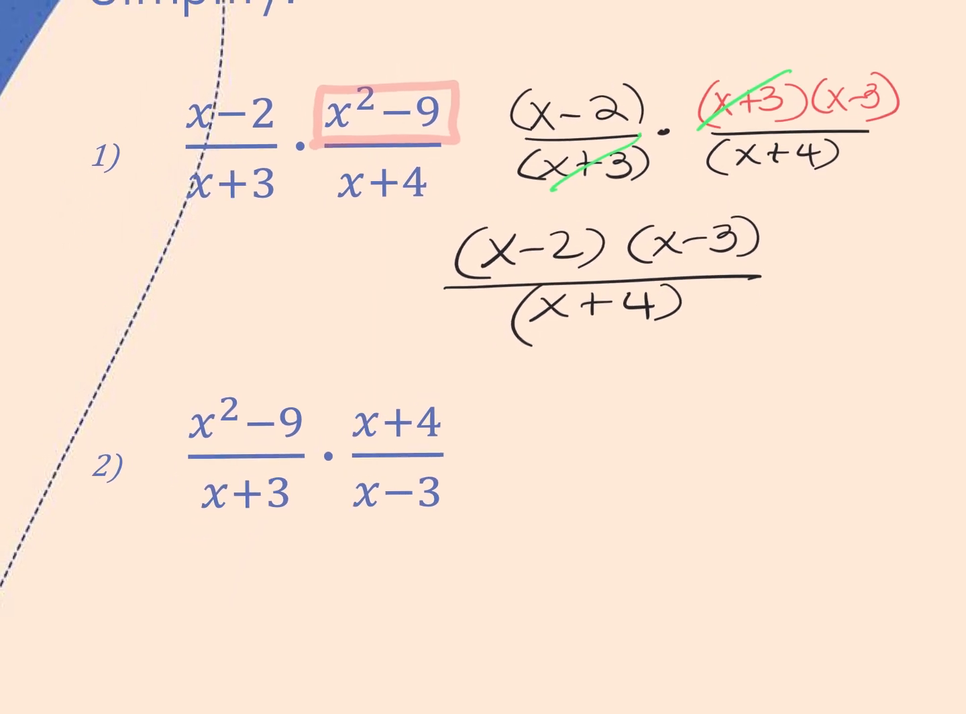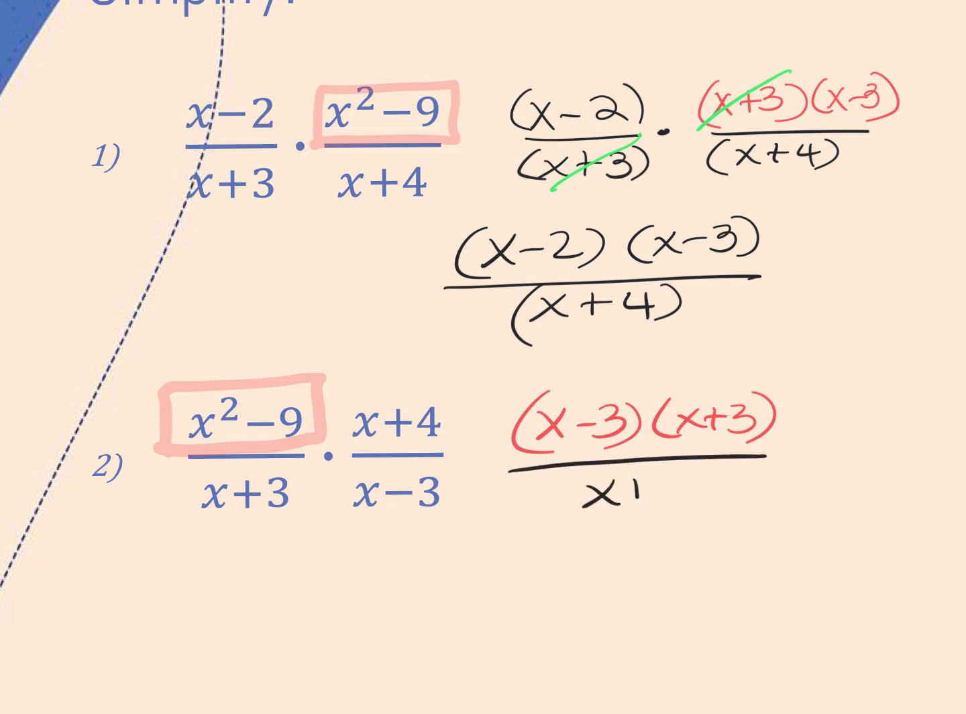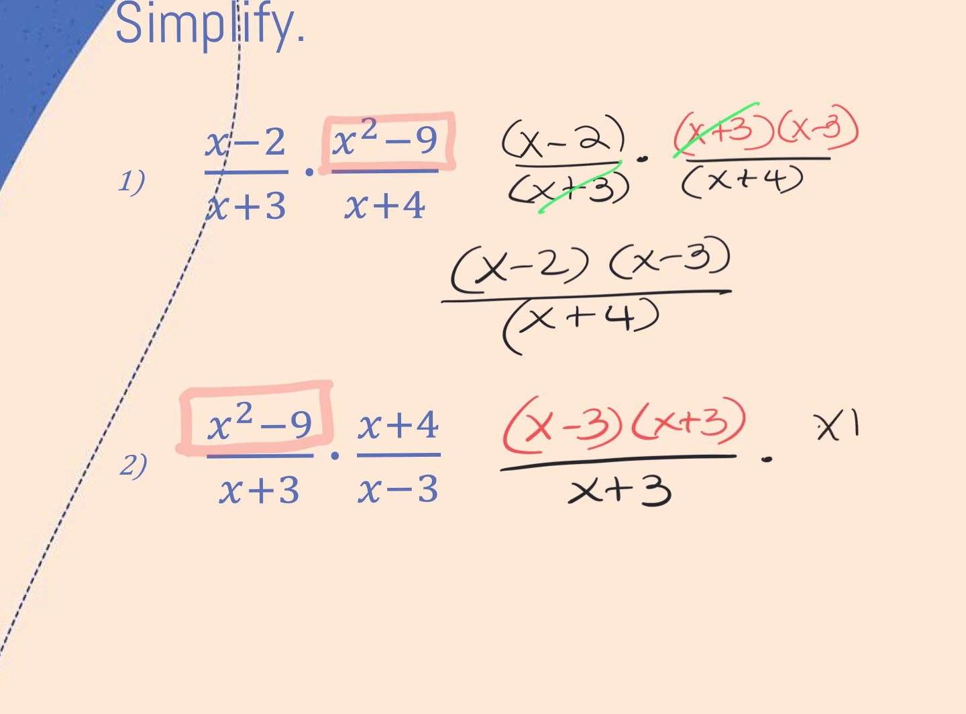Notice this one has the same thing that's looking to get factored. So again, all I need to factor is the top of that first fraction. And again, difference of two squares, so x minus 3, x plus 3. The order that you write that doesn't matter. The denominator, nothing to factor, so just write it down. Second fraction, nothing to factor there, so just write it.